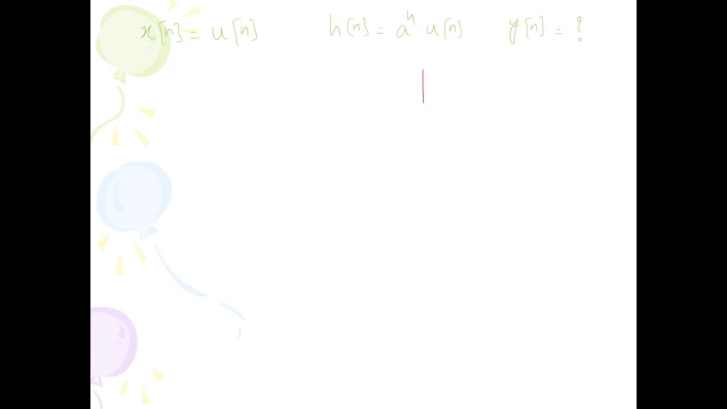x of n is u of n. u of n is nothing but the unit step function, and so on: 1, 2, and so on.